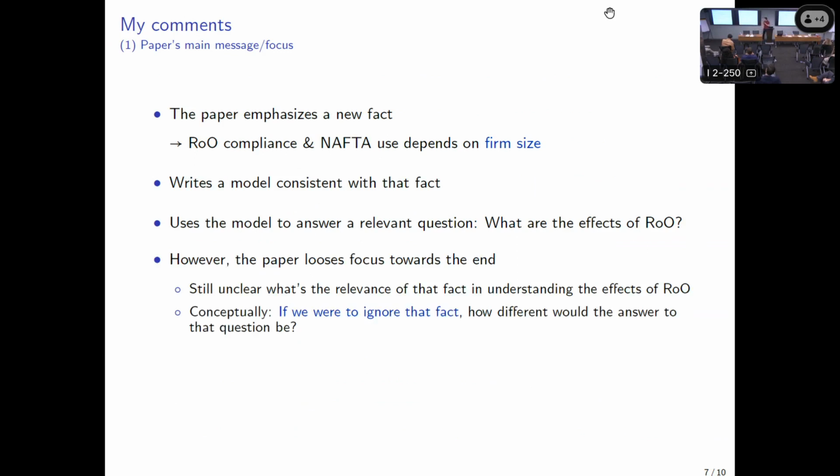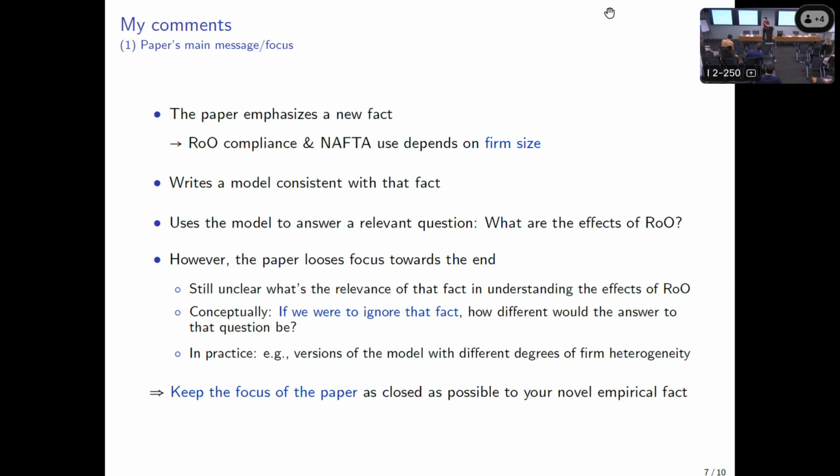So in other words, imagine I were to ignore this firm size pattern that we were shown at the beginning: how different would the answer to this question be? I'm missing a lot in ignoring firm size in explaining NAFTA use, and to what extent, quantitatively, would the answer to this question differ if I were to ignore firm size? So in practice, one could try different degrees of firm heterogeneity, or just ignore that fact and calibrate the model somewhere else, and emphasize that it actually matters in answering that question.